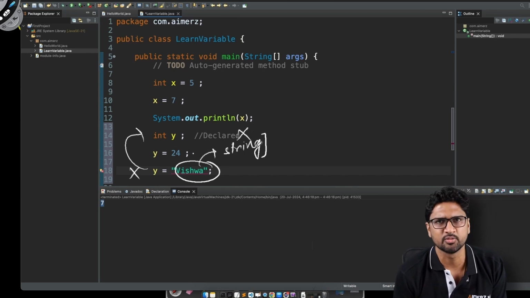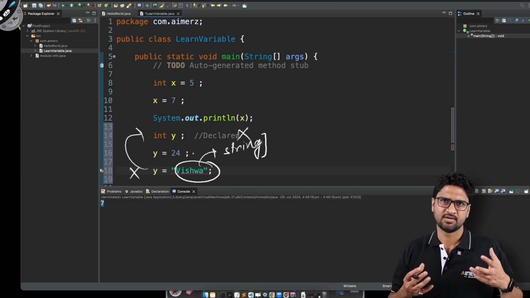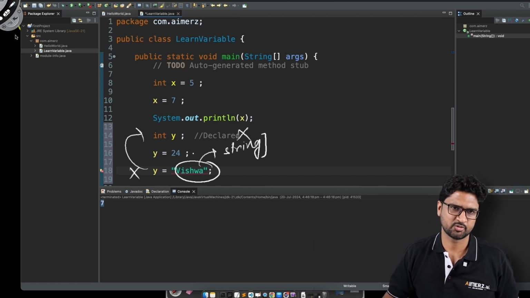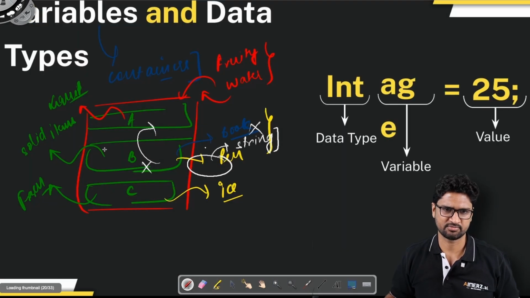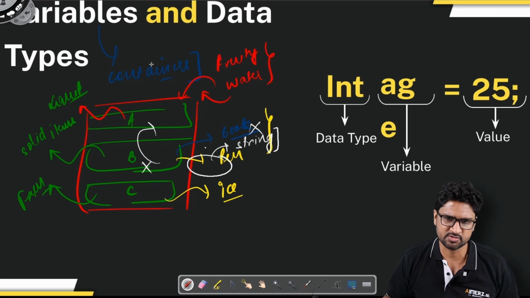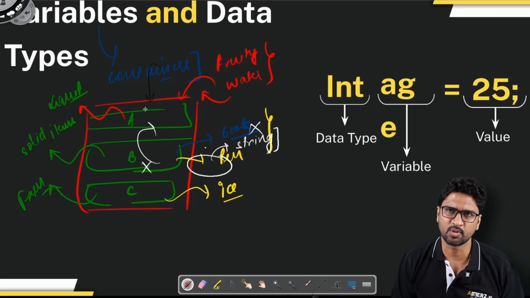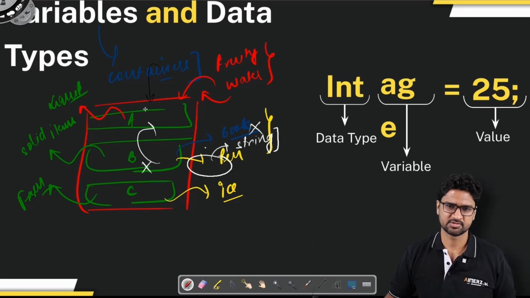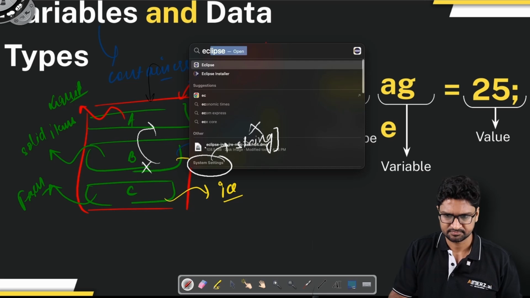So I will not allow you to store Vishwa. Going back to our example, I gave you an example of this, right? If it is a box which can only store liquid items, and you want to store a solid item, what will happen? It will get spoiled, so it will not allow you to do it. Same thing is happening here.